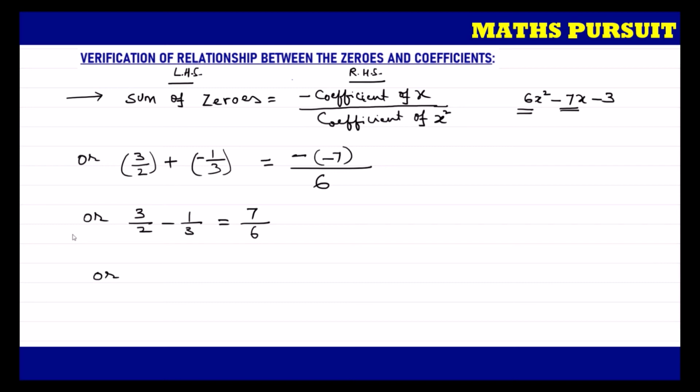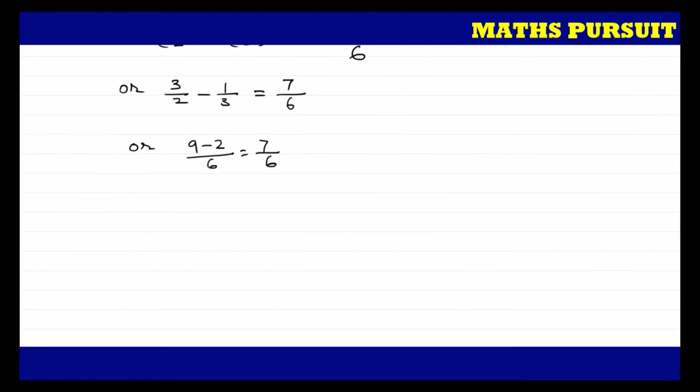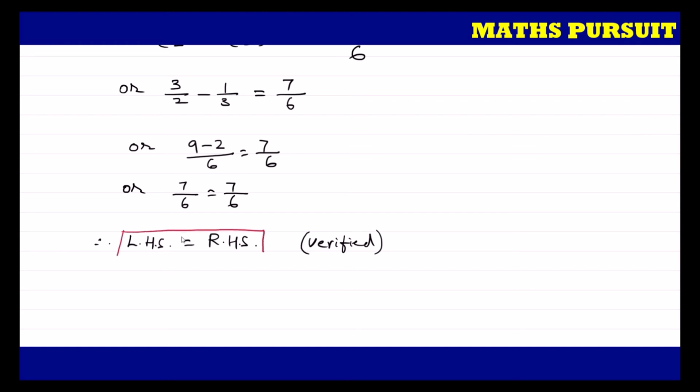Solving this one, taking LCM as 6, I can write here 9 minus 2 upon 6 is equal to 7 upon 6. So 7 upon 6 is equal to 7 upon 6. Therefore, left hand side is equal to right hand side. So this is verified for the case of sum of zeros. We verified that the left hand side of the equation is equal to the right hand side. Now let us just highlight this one so that it would be easy for the examiner to understand.